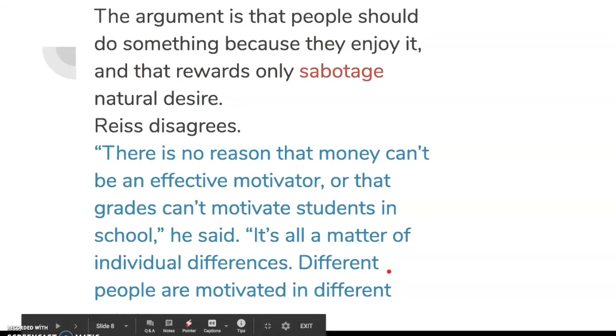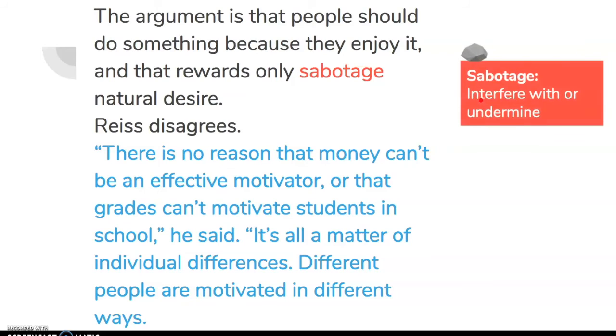All right. We've only got one vocab word right here, and I can tell you this one. Sabotage means to interfere with or to undermine. Now, you might recognize undermine. We just did that one. So we could put another definition for undermine, which is destroy, over top of sabotage, like this. The argument is that people should do something because they enjoy it, and that rewards only destroy natural desire. All right, that helps make it a little simpler.